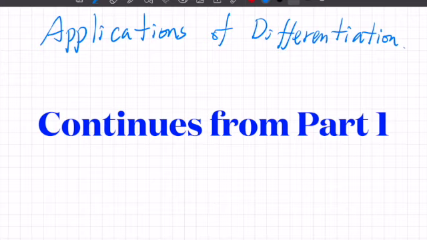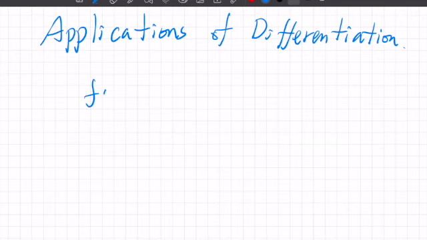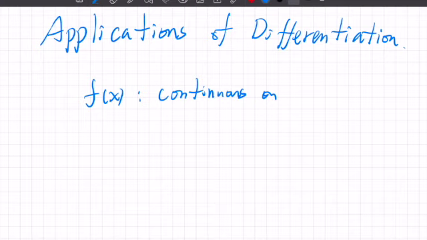In the previous chapter, we have learned that a continuous function, let's say f, continuous on a closed interval, say a and b, always has a maximum value and a minimum value.